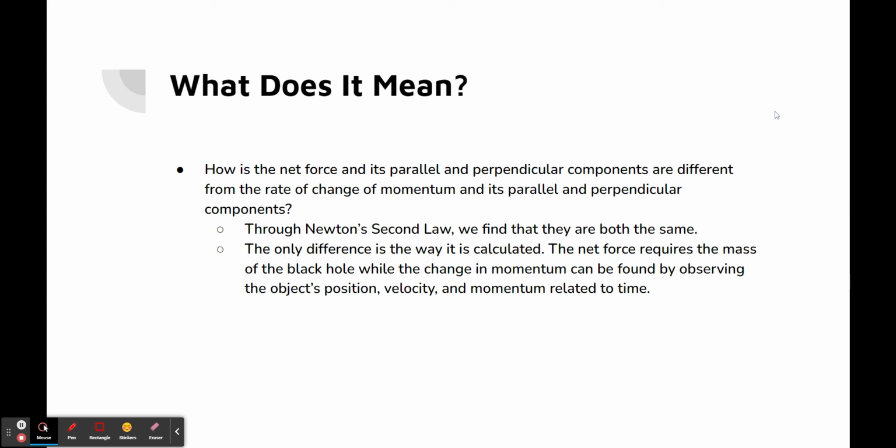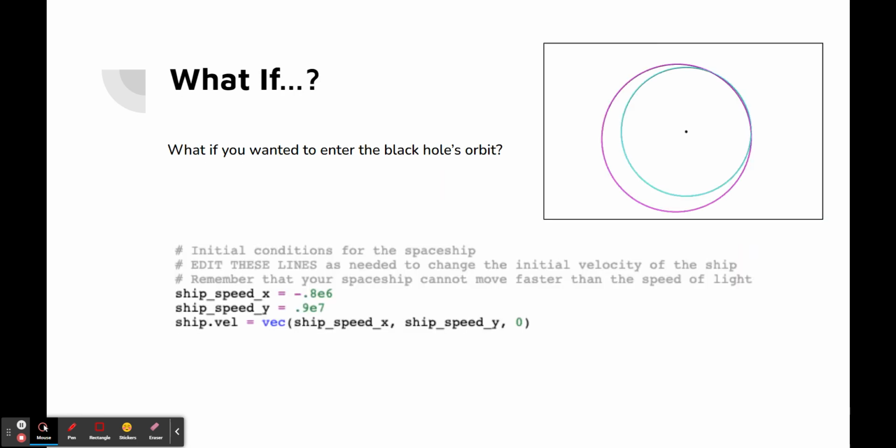So what does it mean? How is the net force and its parallel and perpendicular components different from the rate of change of momentum and its parallel and perpendicular components? Through Newton's second law, we find that they're both the same. The only difference is how it is calculated. The net force requires the mass of the black hole, while for the change in momentum, you have to observe the object's position, velocity, and momentum related to time.